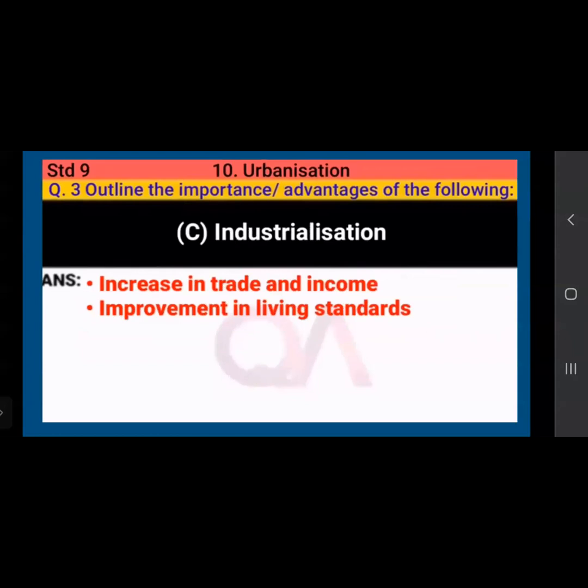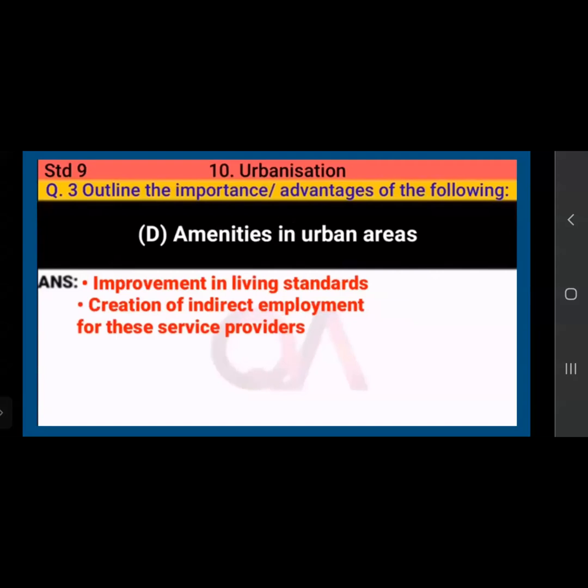Industrialization now: increase in trade and income. Because of industries, there is an increase in trade and income also increases. Improvement in living standard. As a result, when everyone's income is good, there is improvement in living standard. Then amenities in urban areas. So there is improvement in living standard because facilities are provided more in urban areas. So the standard of living is improved.